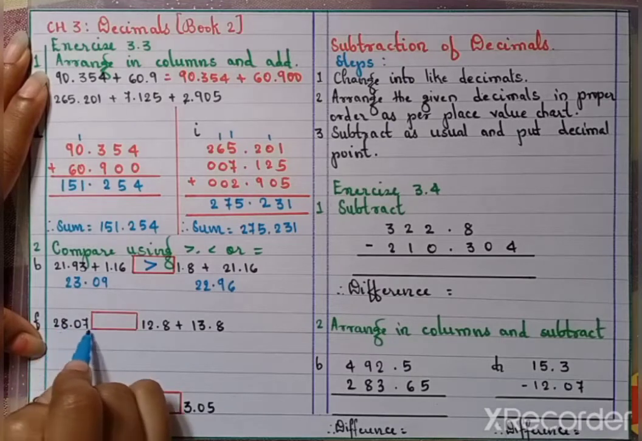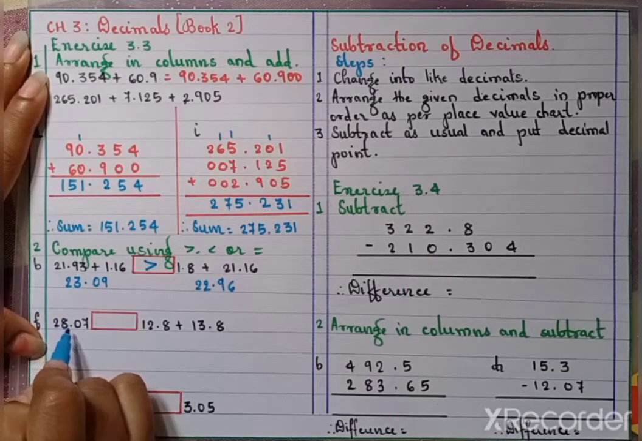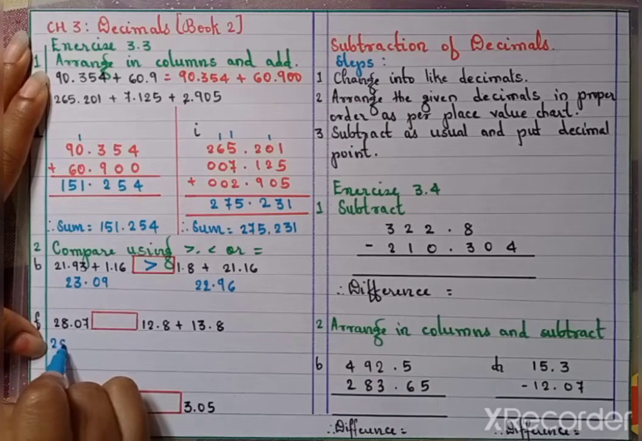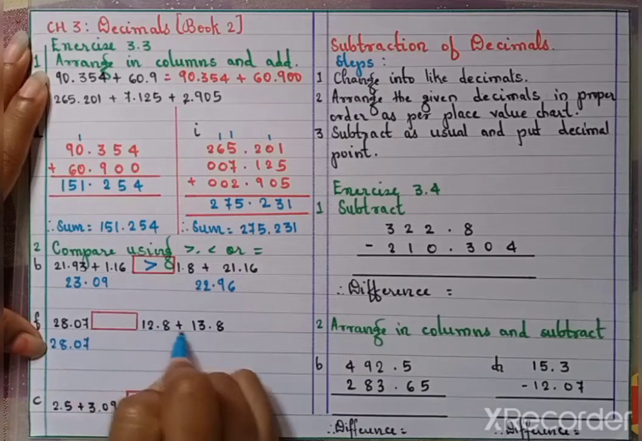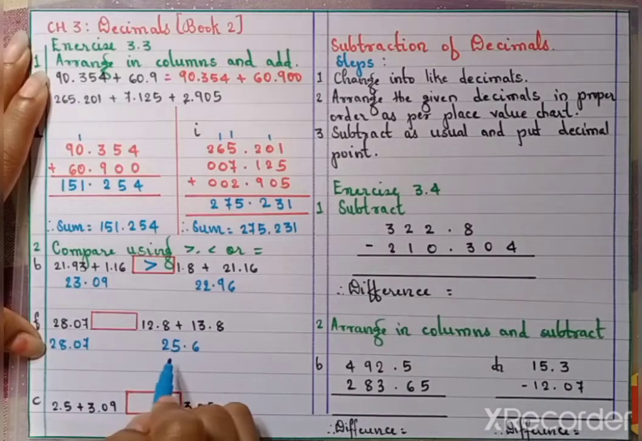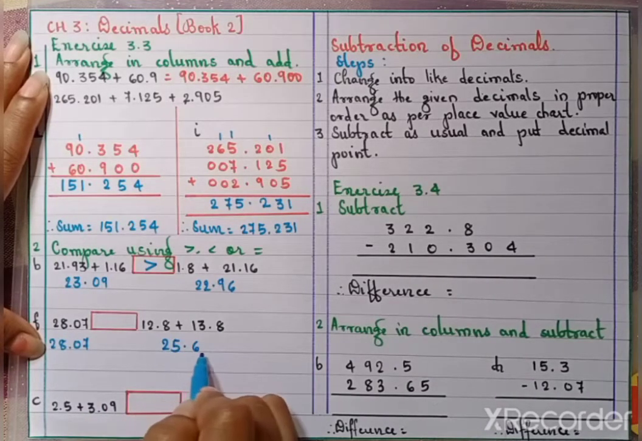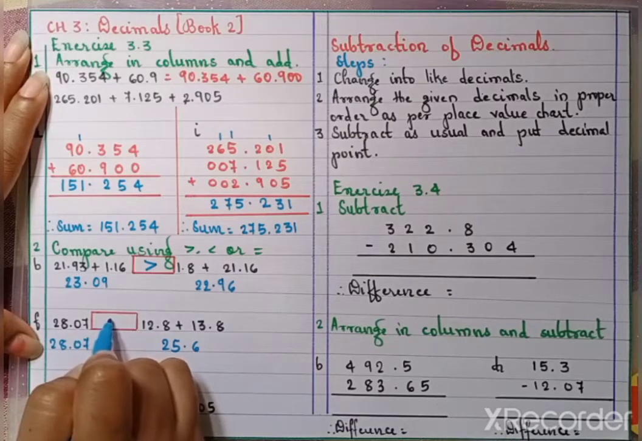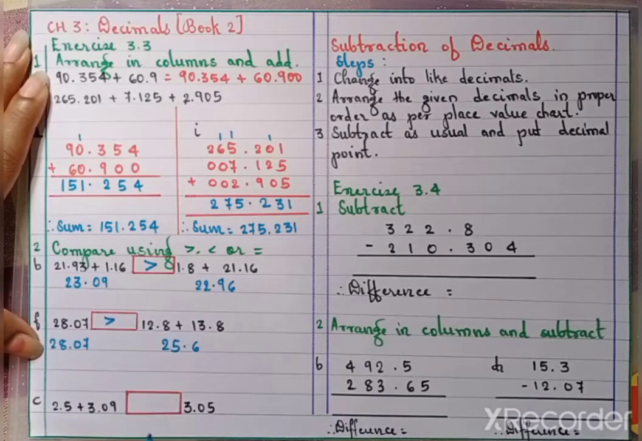Next, let's compare this. Here they have given a direct number, and here we have to find the sum. So we have to first add this together. After adding, we'll get the sum 25.6. So if we compare the whole part, 28 is greater than 25. Therefore, we have to put greater sign.